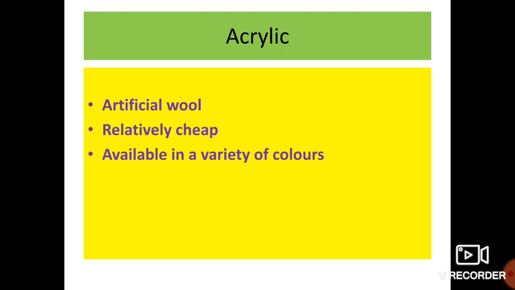Acrylic. We discussed rayon, that is called artificial silk. Now it is acrylic. Acrylic is called artificial wool. Acrylic resembles natural wool. Acrylic is relatively cheap and it is available in a variety of colors.